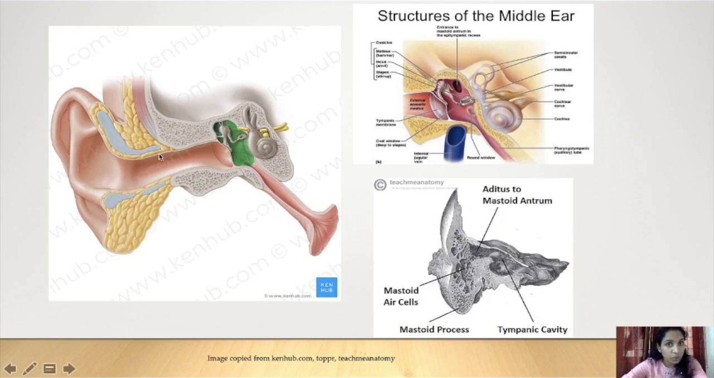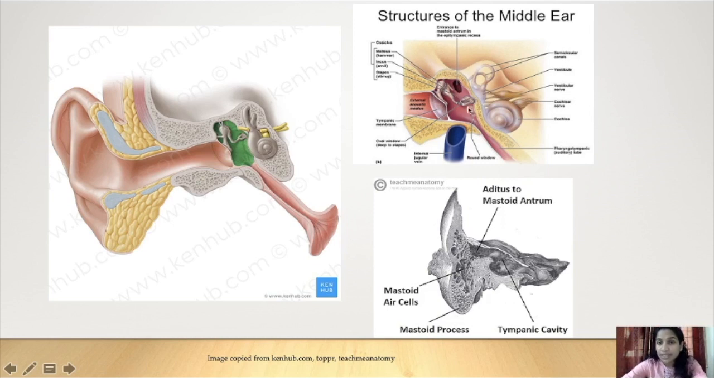In this picture, you can see this is the external ear, the pinna and external auditory meatus, and here you can see the tympanic membrane. Between this tympanic membrane and the internal ear you can see the middle ear cavity, and this middle ear cavity is connected to the oropharynx through the eustachian tube. So this is the structure of the middle ear.